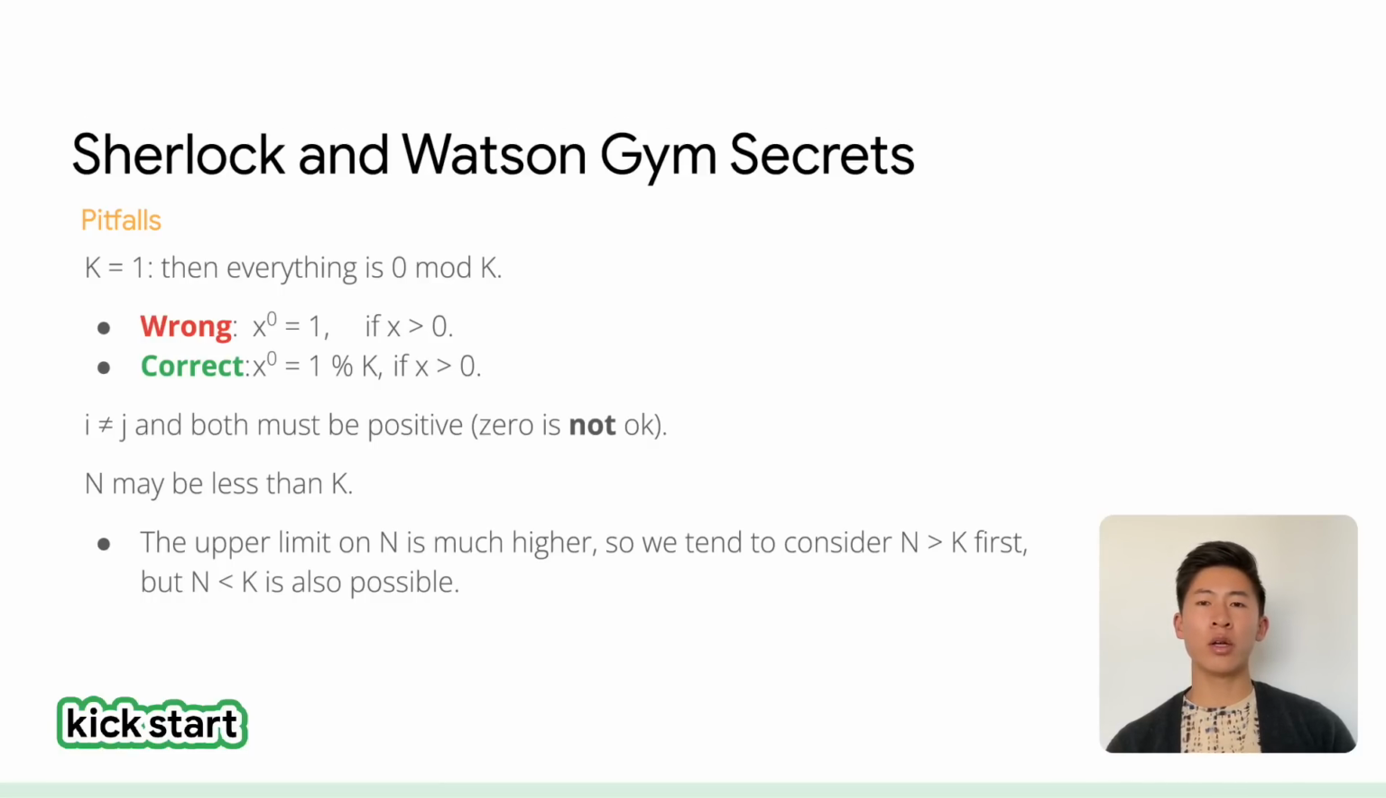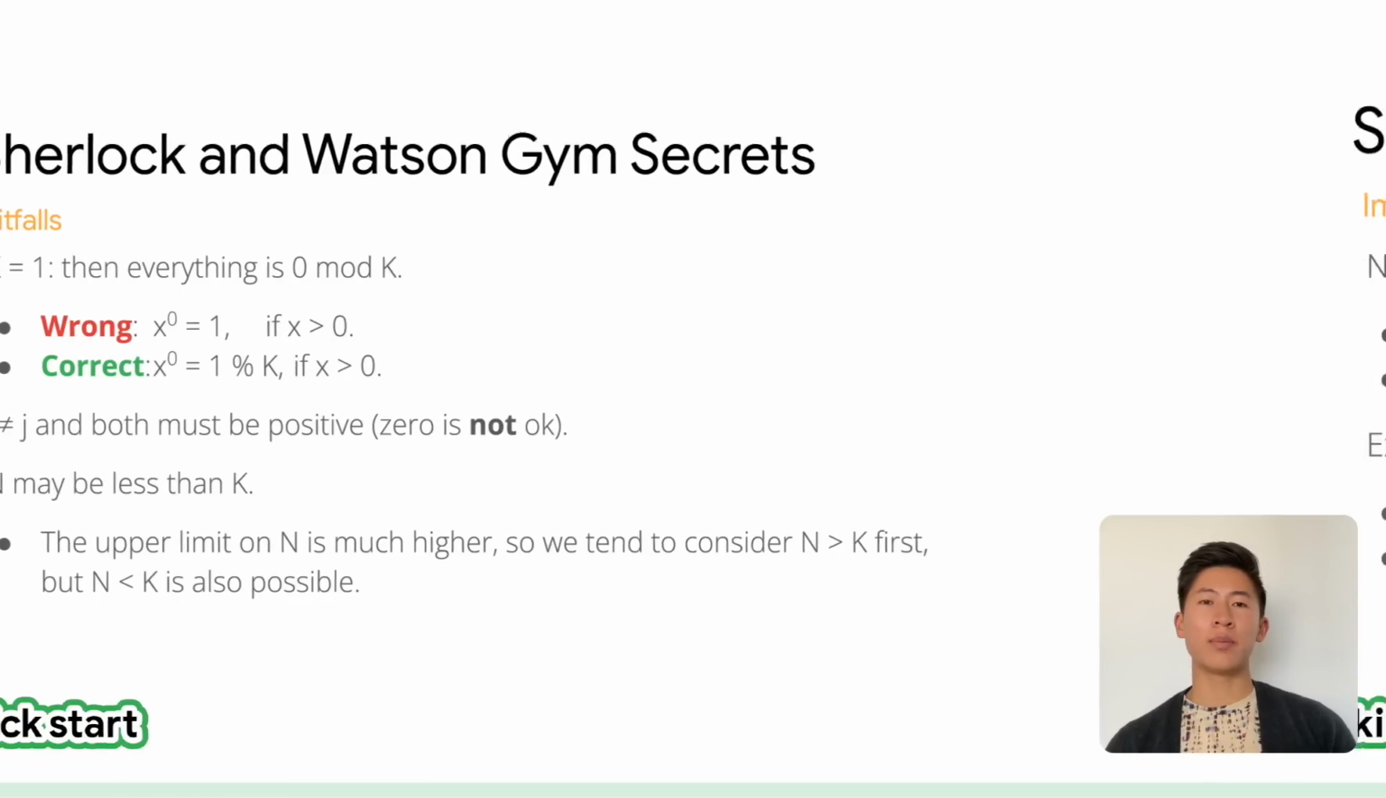We'll deal with this later, but we can first ignore the i can't equal j constraint and later subtract out the cases where they are equal. Finally, n can be very large, up to 10 to the 18th, but can also be less than k.